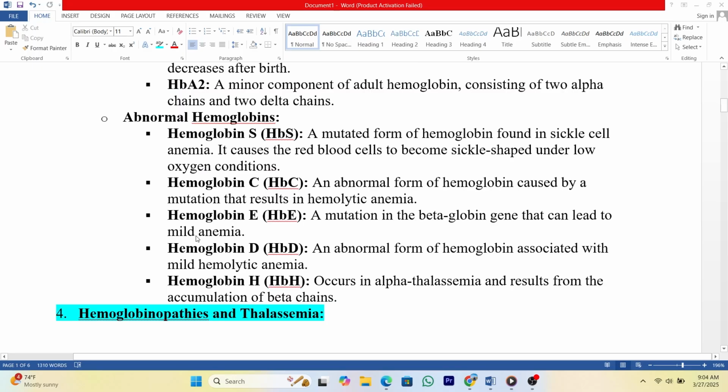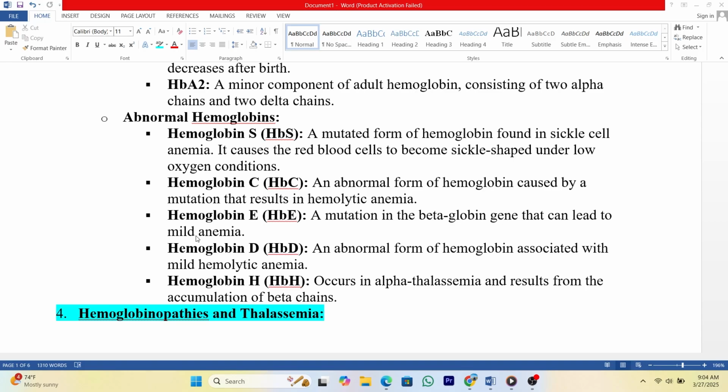Abnormal hemoglobins. Hemoglobin S. HbS, a mutated form of hemoglobin found in sickle cell anemia. It causes the red blood cells to become sickle-shaped under low oxygen conditions. Hemoglobin C. HbC, an abnormal form of hemoglobin caused by a mutation that results in hemolytic anemia.